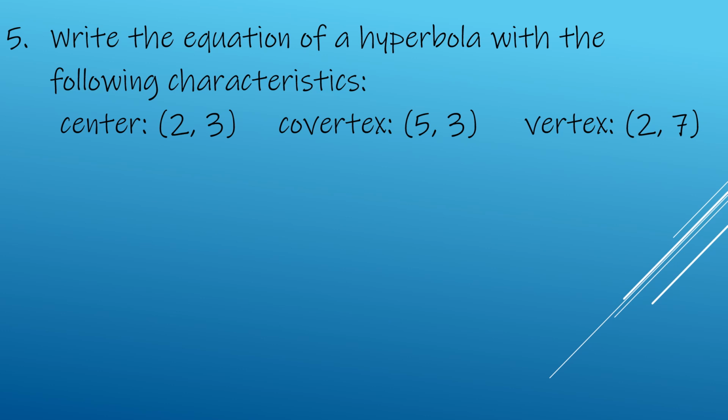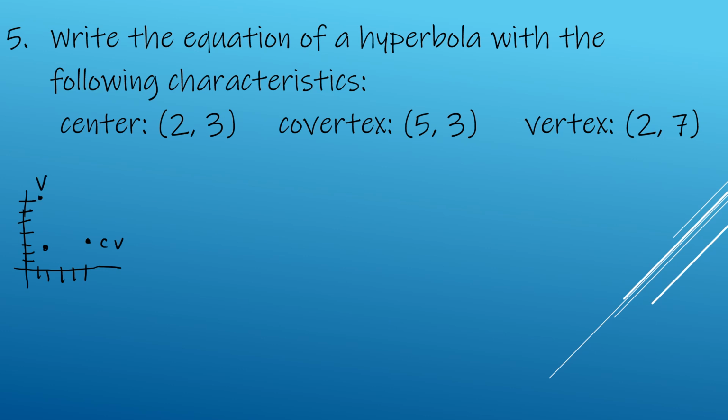In this last example, we are given a few of the characteristics of the hyperbola, and then we're going to write the equation. This one gives us the center, a covertex, and a vertex. So I'm just going to do a quick rough sketch of those particular points so that I can hopefully determine the direction the graph is going and then find some other information from that point on. So I currently have the center plotted at 2, 3, the covertex plotted at 5, 3, and one of the vertices at the point 2, 7.